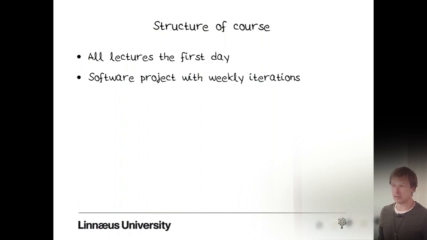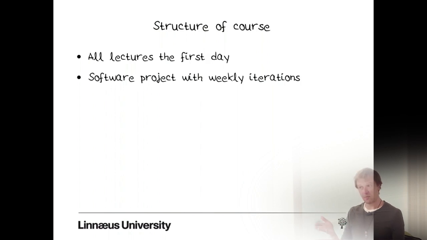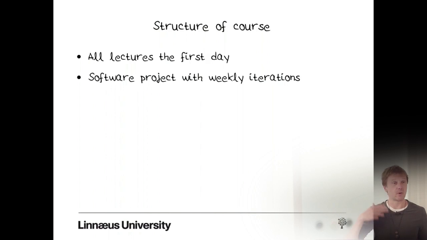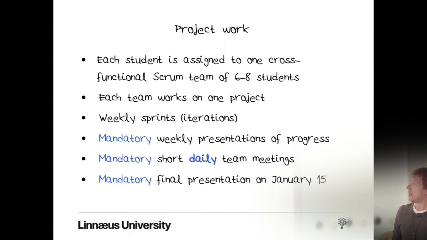So it's a software project. Lectures today. The project starts hopefully on, as Lasse's plan at least, on Friday, and then you're gonna have weekly iterations with meetings with him and weekly goals. And we're gonna go through all of that stuff. So each student is assigned to a cross-functional team. So we're gonna use Scrum as the methodology, as the Agile methodology. Each team has 6 to 8, I don't know if it's going to be 6 to 8, 7 to 9 students or something like that.